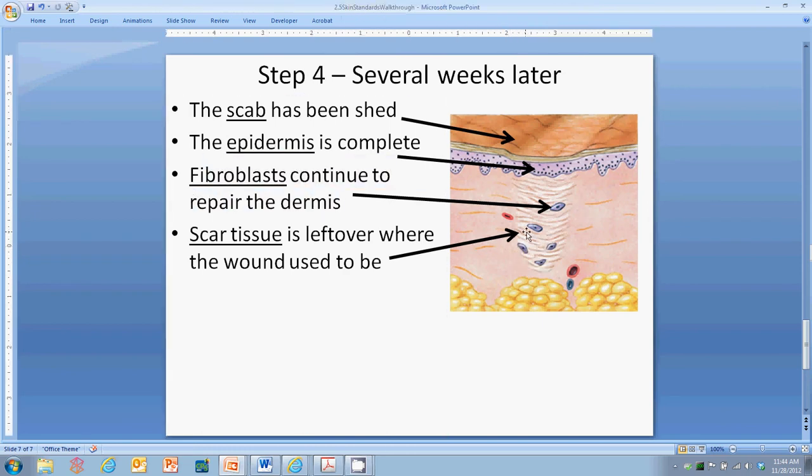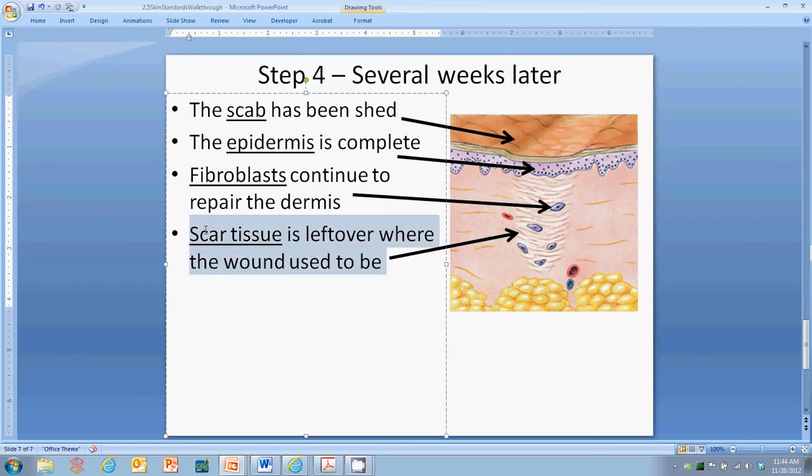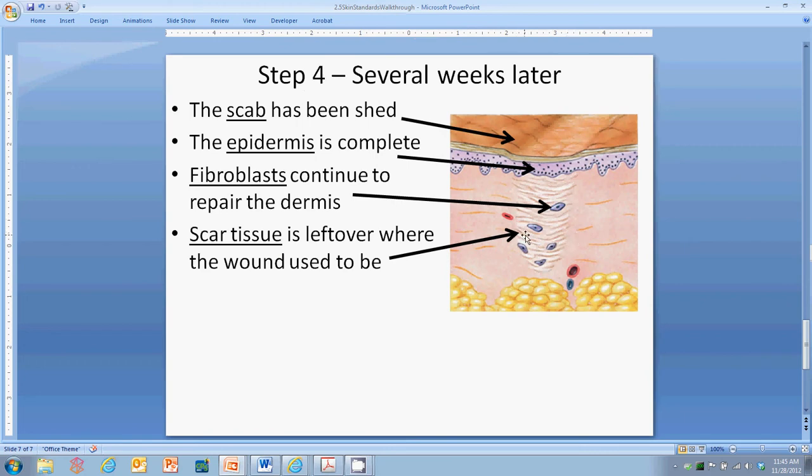So they're going to keep growing this collagen, building it up, and pushing the epidermis up until it's the same height. For now, it's not fully done yet, so there's a little dip. And scar tissue is left over where the wound used to be. So scar tissue is going to be that collagen, right? Tough and strong, but it's not necessarily the same as the rest of the normal dermis yet. We have this scar tissue, tough collagen, left over.